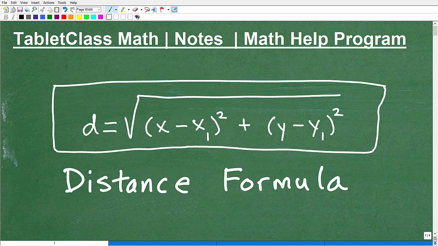But I think a lot of students initially look at it and get a little intimidated with all these little square roots and all this kind of stuff. But obviously, this formula has to do with finding the distance between 2 points, and we're going to get into how to use the distance formula with a nice example in just 1 second.